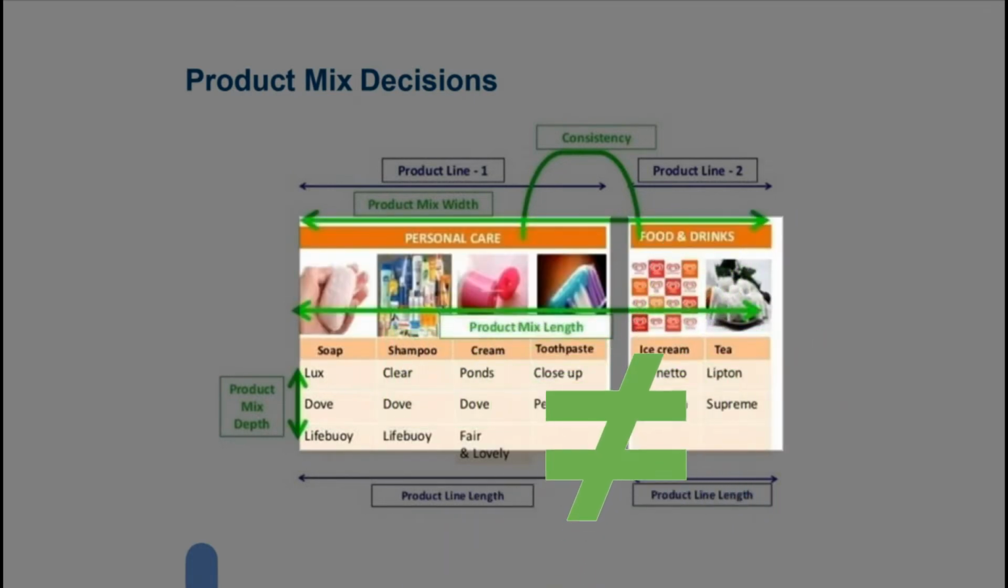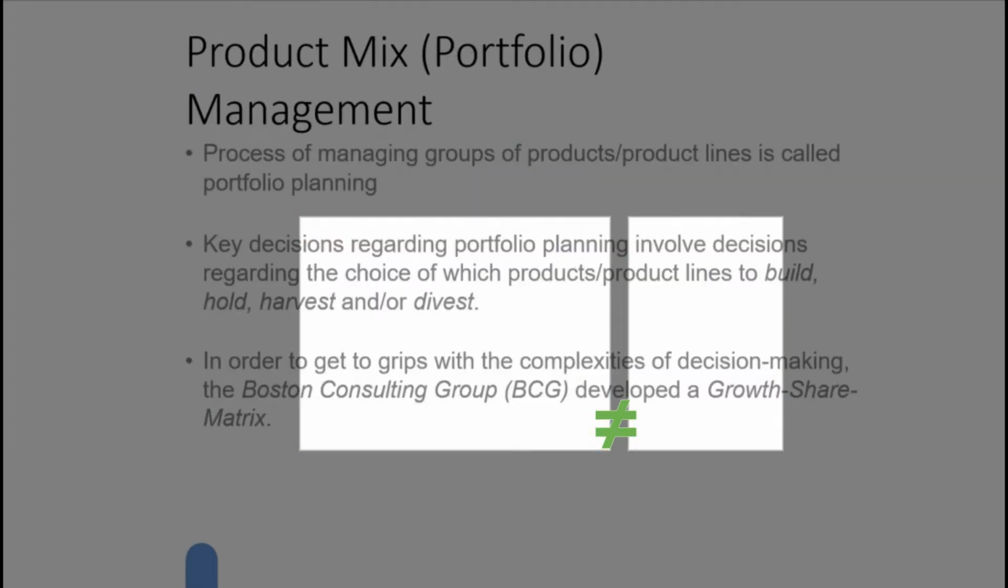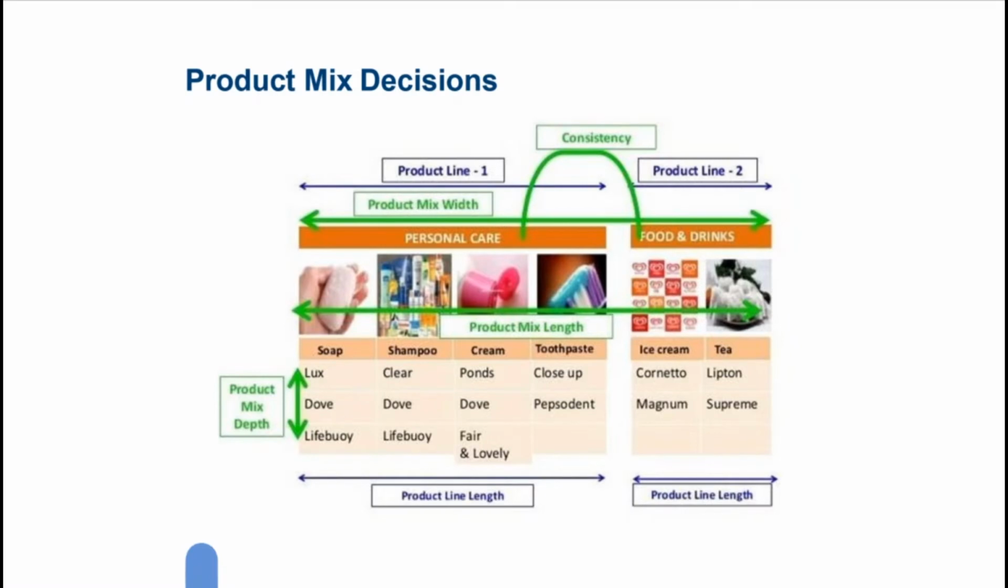Product consistency refers to how closely related the various product lines are in end-use, production requirements, distribution channels, or some other aspects. So product consistency is the indication of how close our product lines are to each other. For example, food and personal care products are not consistent with each other, so our product mix is inconsistent in this case.